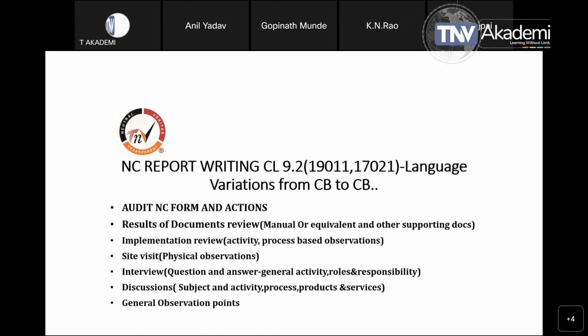Don't get caught up in the language of the auditors, trainers, CBs to CBs and ABs to ABs. Focus on the crux of the matter. If a machine is having an issue, you want to bring about improvement in the performance, machine capability, and process capability. So do that. That's all I thought I would discuss on NC report writing. We will further continue with this subject because this is the key to the success or failure of the organization.